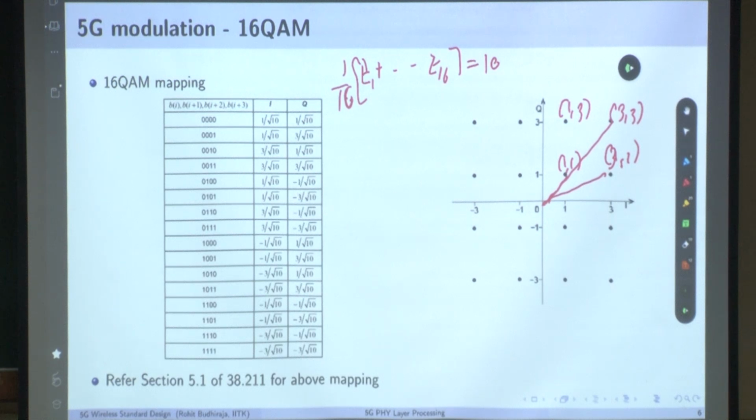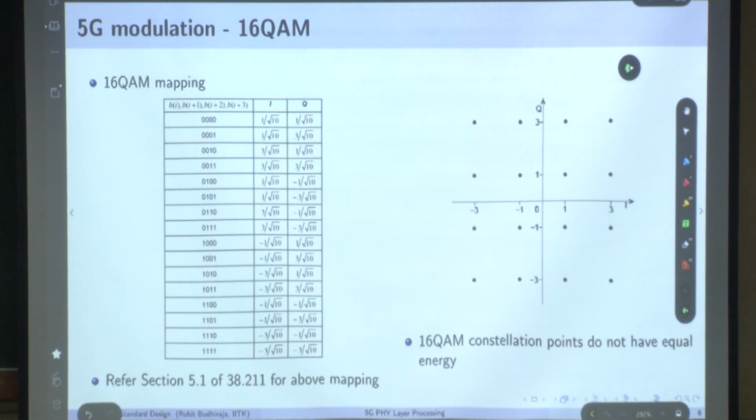Then what are you doing? In order to normalize it to unity, you scale each of these points by 1 by root 10. That is why this normalization comes. Most of us understand this, but for the students who do not, this is how it works. But from a scrambler perspective, all these constellation points do not have the same energy, unlike QPSK. And the standard imposes the constraint that the overall average energy transmitted by the bit stream should be unity.